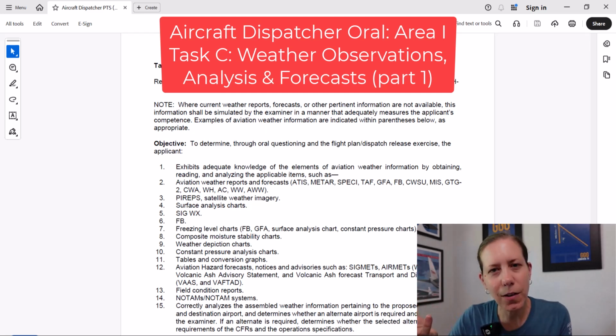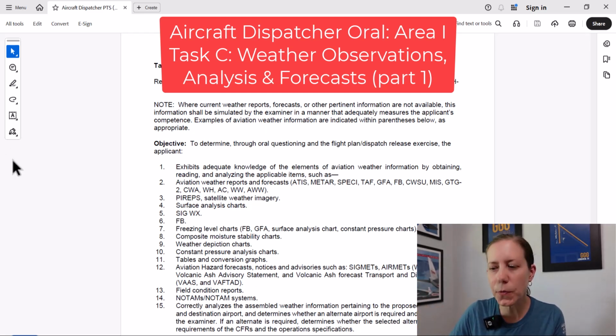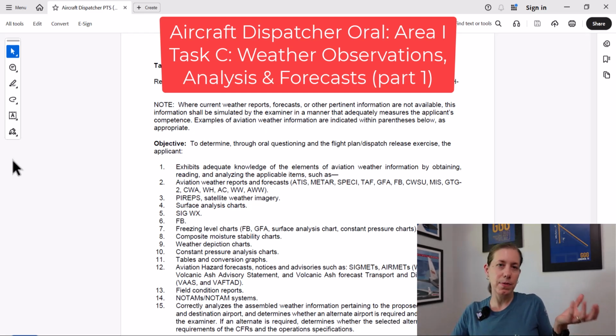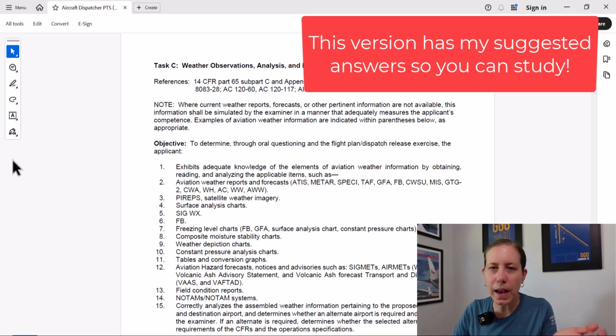We are continuing our practice aircraft dispatcher oral exam. It's been a long time coming, a lot of requests for this, and this is going to be focused on task C. I'm going to have to break this up into multiple parts, but we're going to start task C with weather observations, analysis, forecasts.